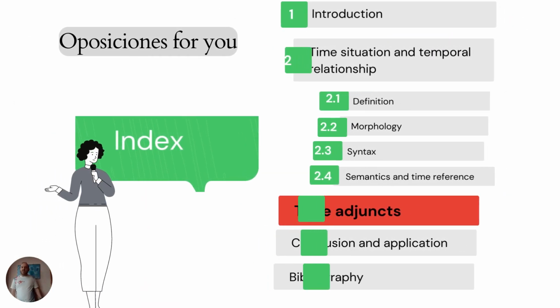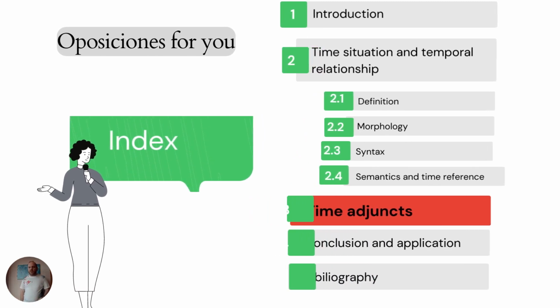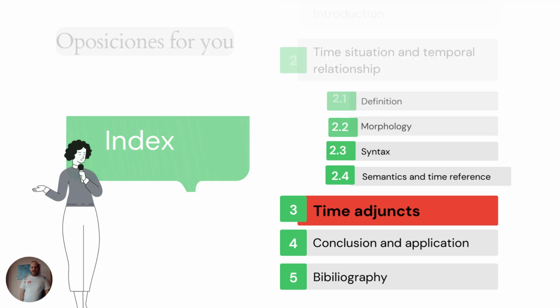Now, if we take a look back at our index, now that we've covered the role of morphology, syntax, and semantics in expressing time and frequency, let's now have a look at time adjuncts.